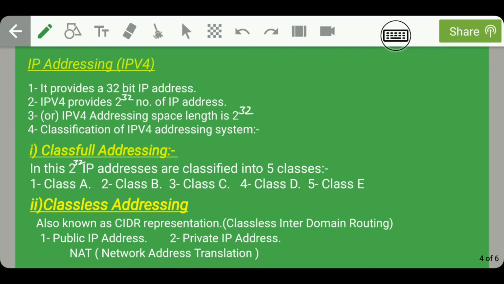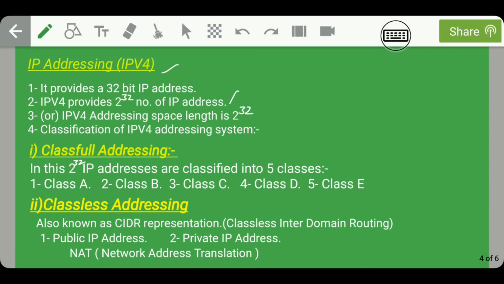Guys, there are mainly two types of IP addressing of systems. First is IPv4 and the second is IPv6. So guys, let's talk about IP addressing IPv4. Some important features of IPv4 are that it provides a 32-bit IP address, and IPv4 provides 2^32 number of IP addresses. That is, in IPv4 there are 2^32 number of IP addresses present, and each IP address is of 32 bits in size.